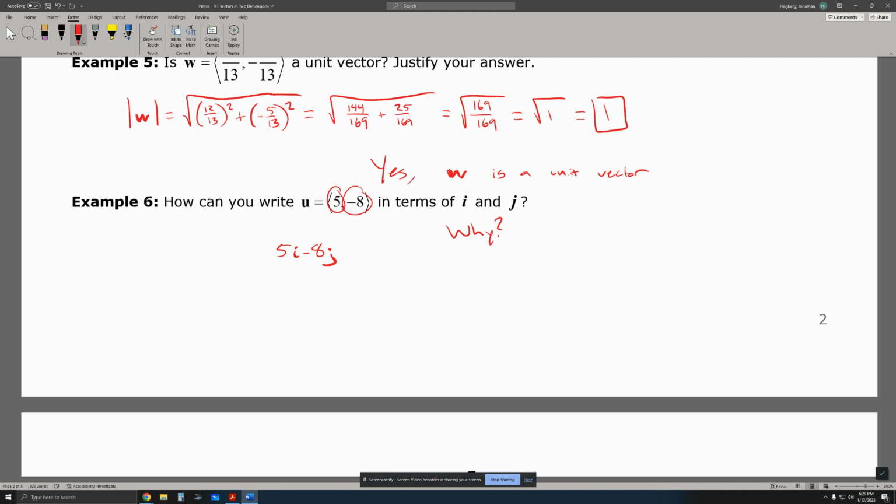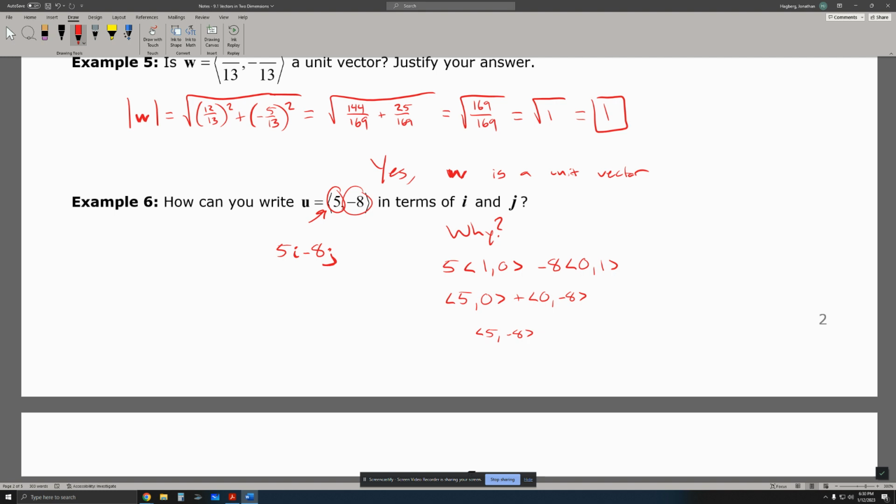The reason why is if we were to expand this out, 5 times the unit vector i, (1, 0), minus 8 times the unit vector j, (0, 1), then we would end up with vector u. So we would get 5 times 1 is 5, and 5 times 0 is 0. -8 times 0 is 0, and -8 times 1 is -8. And then if we add these together, remembering that we add the components, we get (5, -8). And so we get the same thing.